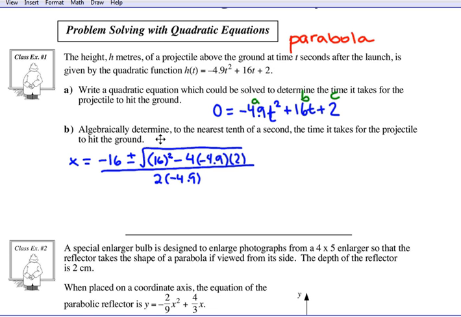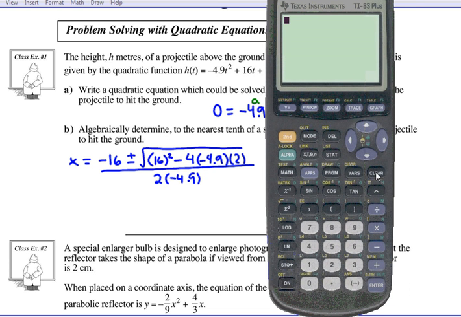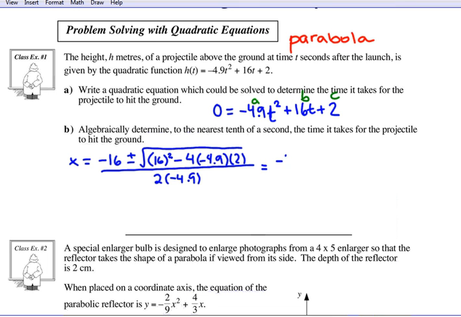Okay, so let's figure out what's underneath the square root first. We don't need to punch in the square root, we're just going to go 16 squared minus 4 times negative 4.9 times 2. 295.2. So I get negative 16 plus or minus the square root of 295.2. No, it's negative b, so it's negative 16. Okay, thank you. All over, what's 2 times negative 4.9?